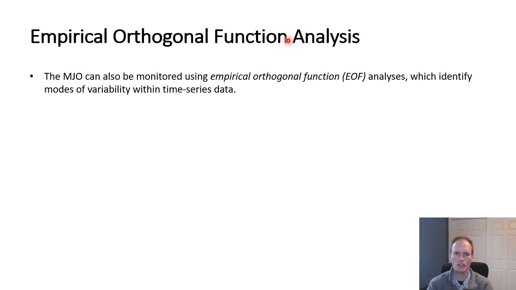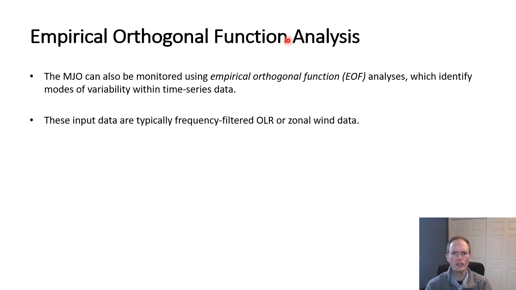And it need not just be one variable. In fact, as we'll show for the Madden-Julian oscillation, we also include zonal wind in the lower and upper troposphere alongside that outgoing long-wave radiation. So usually we do a little bit of frequency filtering. We don't explicitly need to do this, but it helps to hone in on the signals associated with the Madden-Julian oscillation's 30 to 60, 30 to 90 day period.